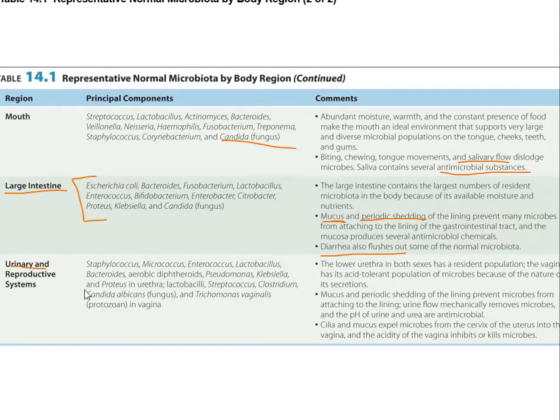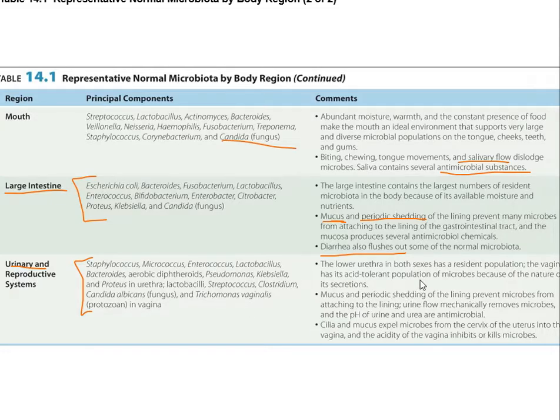In the urinary and reproductive system, these are the bacteria that you can find. So you're going to see a lot of bacteria here that are similar to large intestine and similar to skin, because the reproductive system and urinary system are a continuation of the skin. And at the same time, the urinary system and the reproductive system are close to the anus, right? So that is when you're going to see some mixtures there.